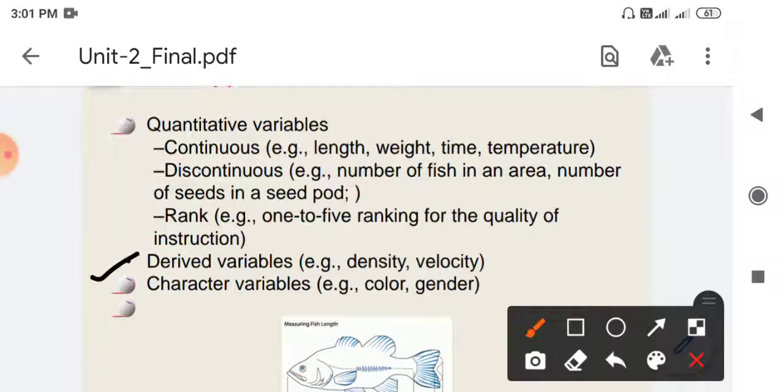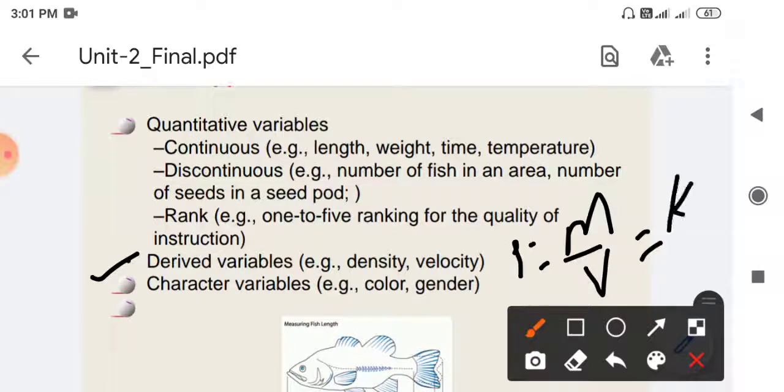Derived variables are those which are not directly obtained. For derived variables we will require two different variables. For density, for example, we require mass and volume. What is density? Density is mass per unit volume.